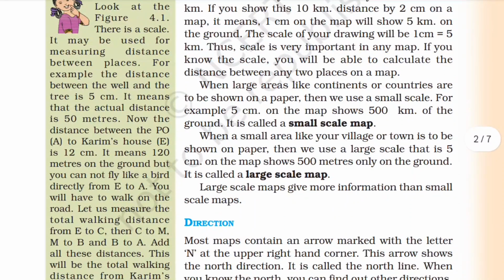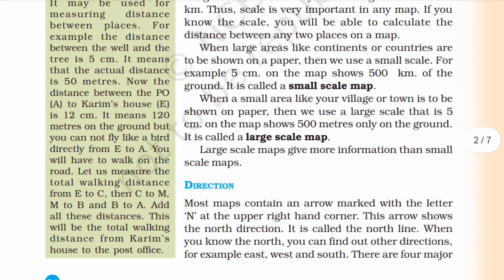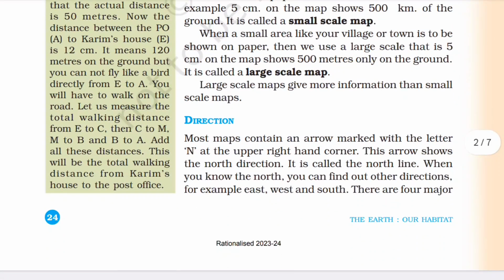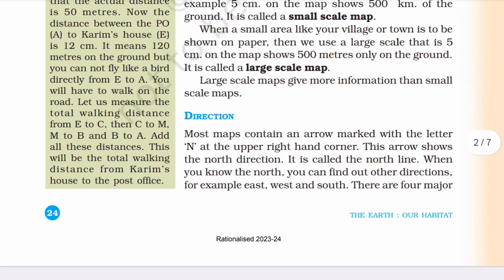When large areas like continents or countries are to be shown on the paper, then we use a small scale. For example, 5 centimeters on the map shows 500 km on the ground. It is called a small scale map. When a small area like your village or town is to be shown on the paper, then we use a large scale, that is, 5 centimeters on a map shows 500 meters only on the ground. It is called a large scale map. Large scale maps give more information than small scale maps.